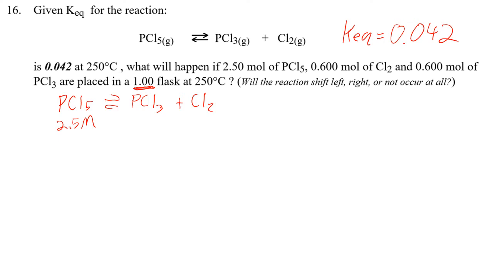The PCl3 has 0.6 moles dumped into it. So in a 1 liter flask, that's going to be 0.6 molar. 0.6 divided by 1 is just 0.6. And for chlorine gas, it's going to be 0.6 as well. Okay, so all three things are dumped in there.